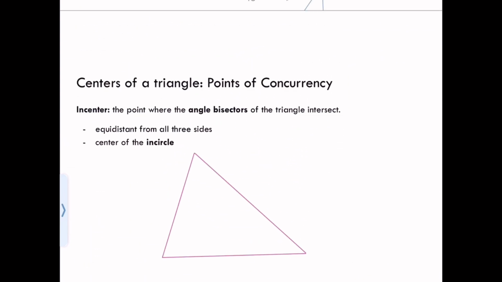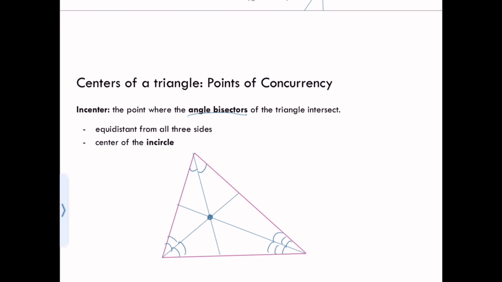Okay, moving on to the incenter, which is the point where all the angle bisectors of the triangle intersect. This point is equidistant from all three sides and is the center of the incircle. So the angle bisectors would look something like this and would make these two angles congruent to each other. These two angles would be congruent to each other. And this is the incenter.